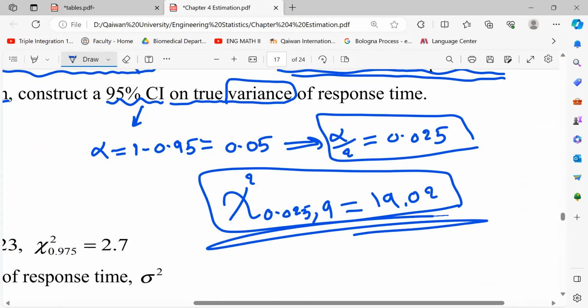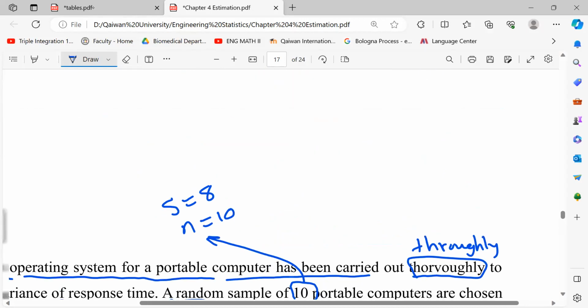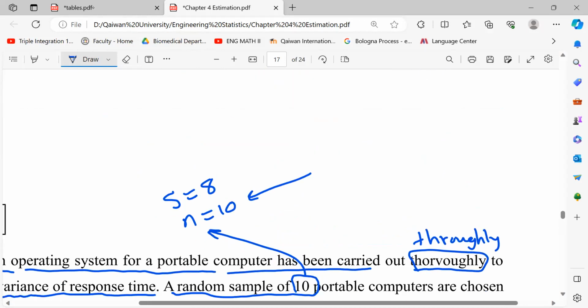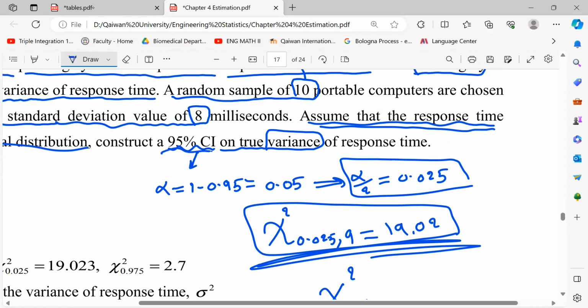How to find this one? We need to find chi-squared of alpha over 2 and n minus 1. N is the sample size, which is 10. Minus 1 is 9. Okay? And alpha over 2, alpha could be obtained from this. It's 0.95. We always say alpha is 1 minus this amount.